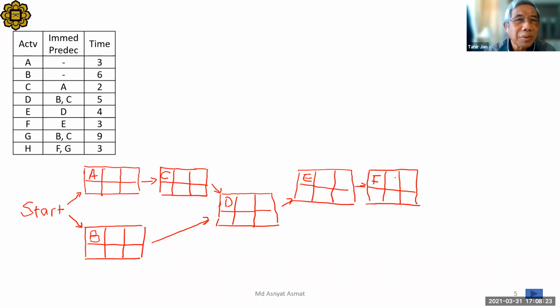And then G. G is after B and C. Where to put G? Let me put it down here, under D. Yeah, let me put it underneath here.